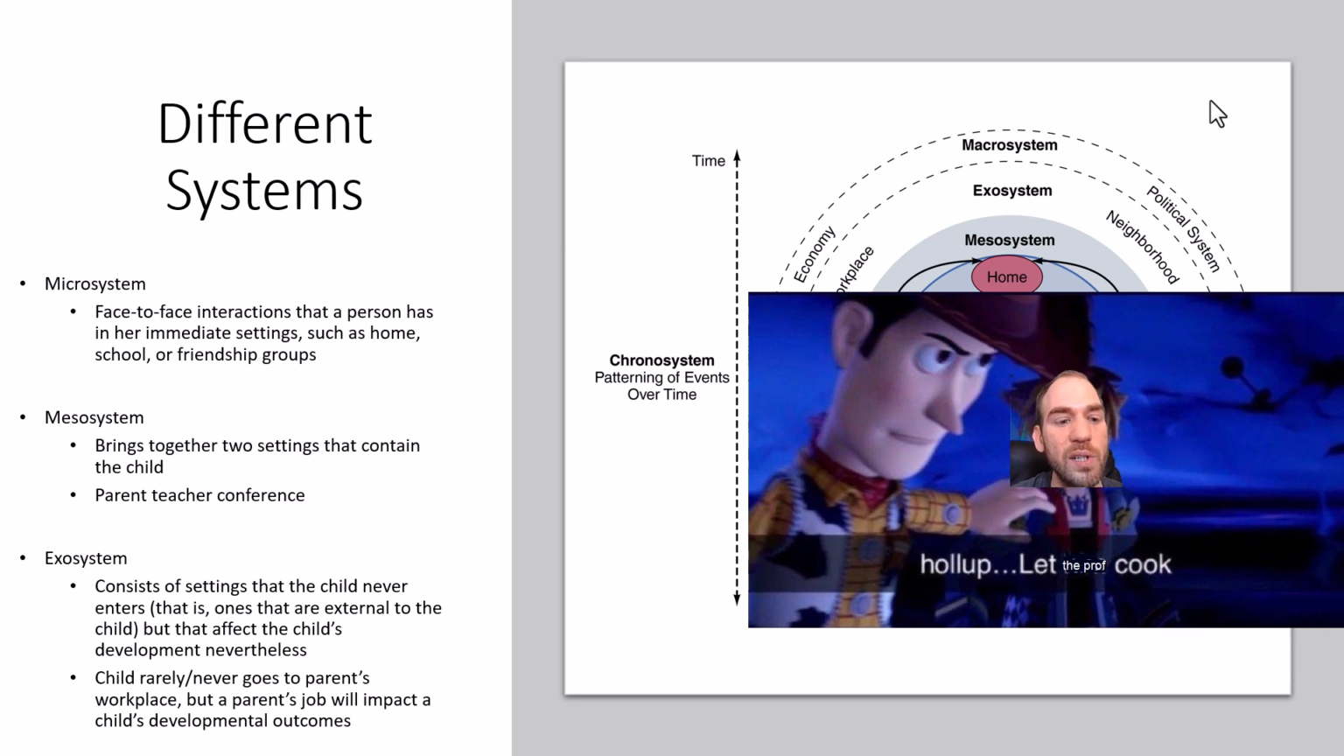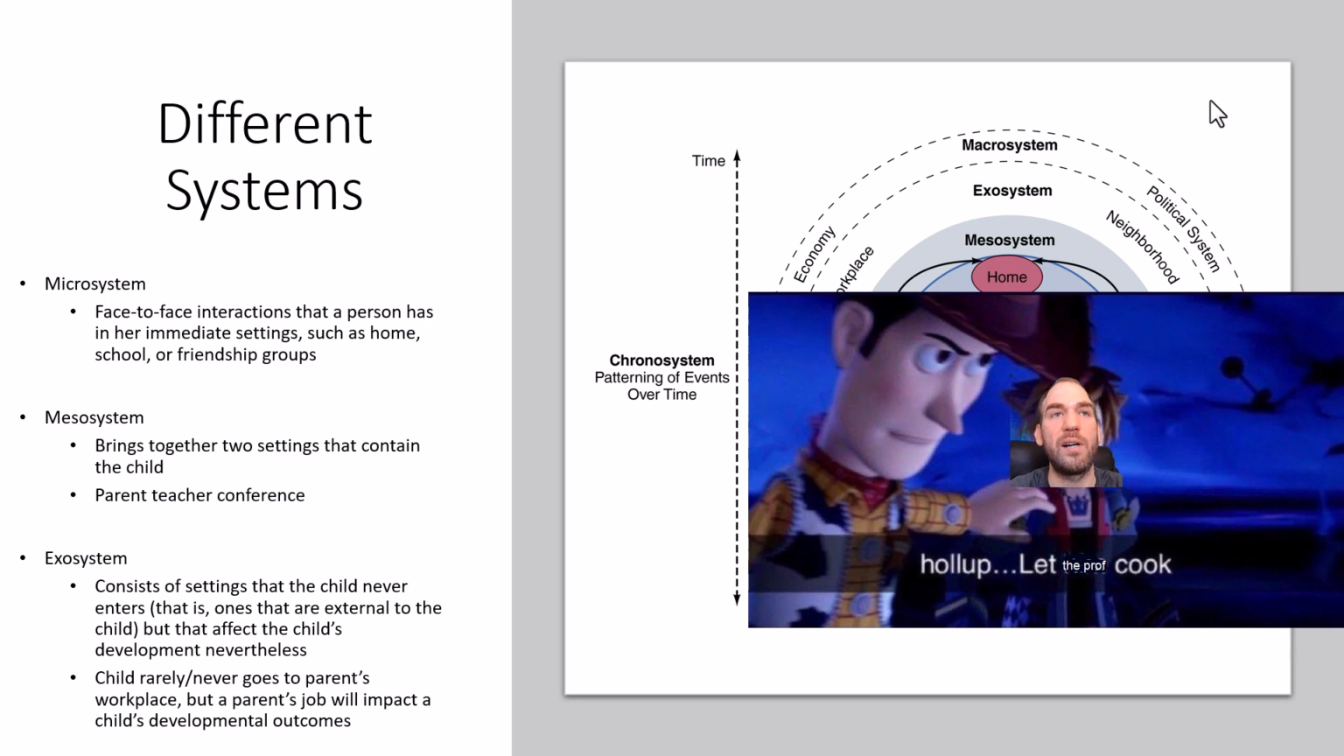The exosystem consists of settings that the child never enters, that is, ones that are external to the child, but it affects the child's development nonetheless. A child rarely or never goes to a parent's workplace, but a parent's job will impact a child's developmental outcomes. So the exosystem, for example, could be a workplace, local government, maybe a neighborhood, but the idea here is that the child is really not interacting with those environmental factors, those contexts present within the exosystem.